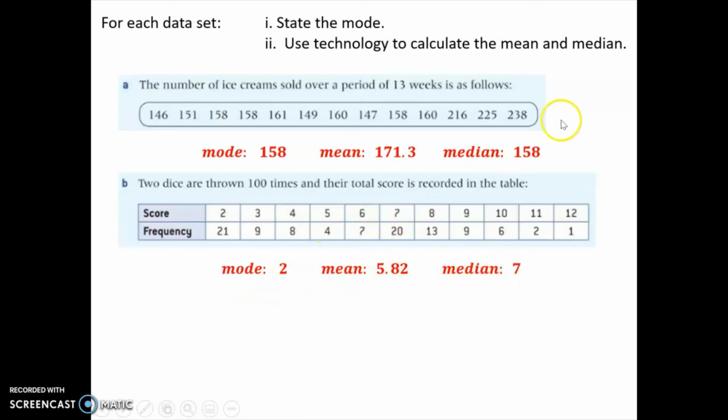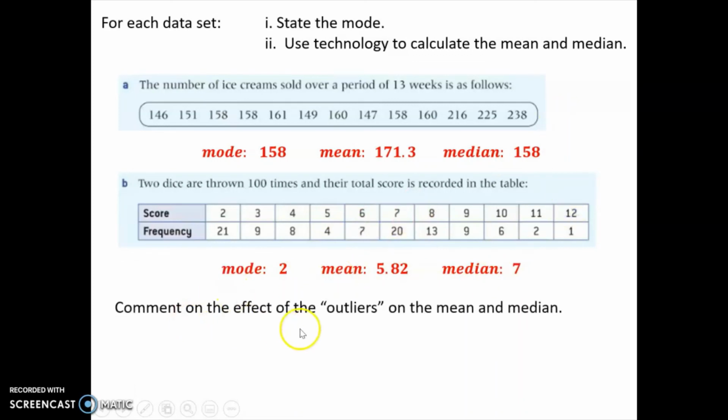And now, a second follow-up question to that. Comment on the effect of the outliers on the mean and median. So if you look at both data sets, they kind of have some outliers. For example, in the first data set, you can see the values are pretty consistent, not too far off of each other until the last three, which are kind of way off. And these are the number of ice creams sold. So for some reason in these last weeks, there was much more sold. Those are kind of outliers.